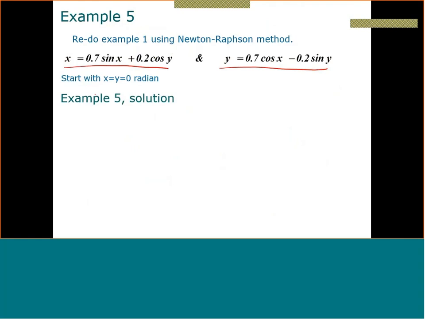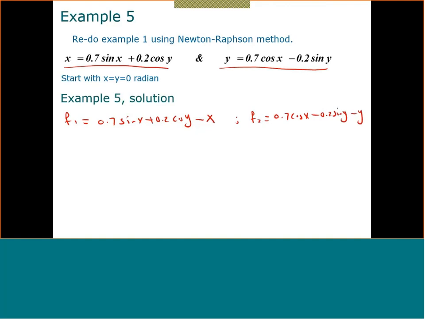So here we have to change the format. f1 equal to, I move this to the other side, is equal to 0.7 sine of x plus 0.2 cosine of y minus x. So this is your f1, and your f2 equal to 0.7 cosine x minus 0.2 sine y minus y. So now the equation is set in the right format. This is equal to 0, and this is equal to 0.